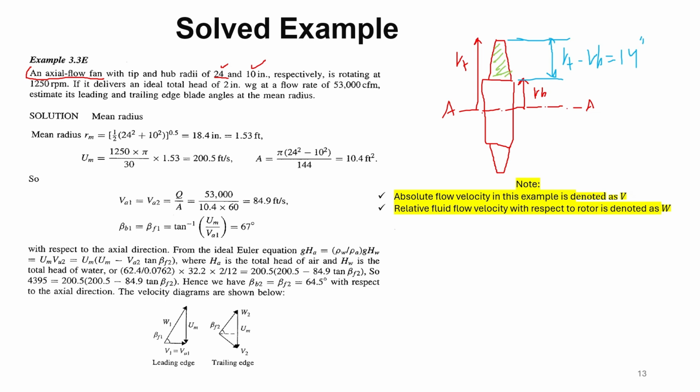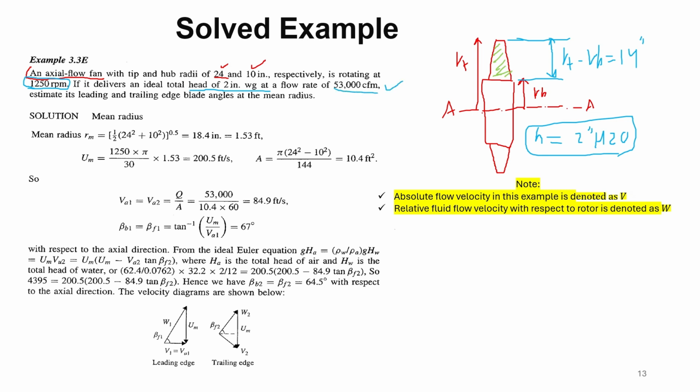And this rotor is rotating at a speed of 1250 rpm. The problem is telling you that this rotor is delivering a total head of, let's say the head represented as H here is 2 inches of water. Because a fan usually handles gases, or more particularly air, you need to convert this total head from 2 inches of water gauge into 2 inches of air gauge.